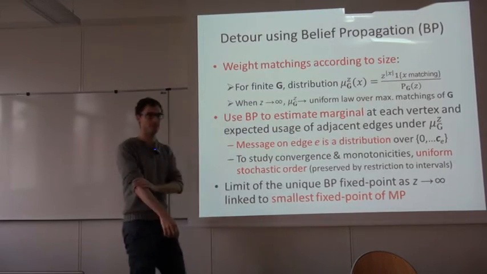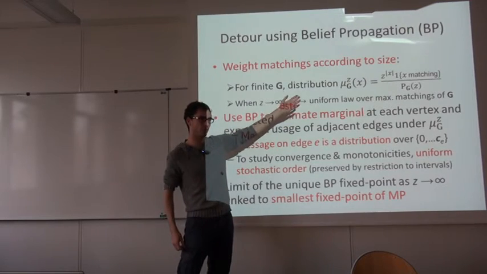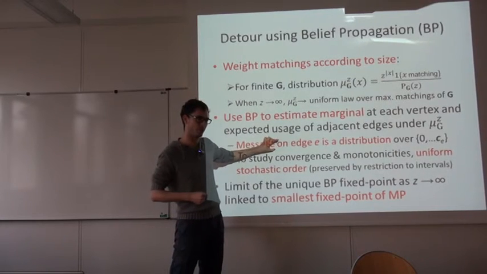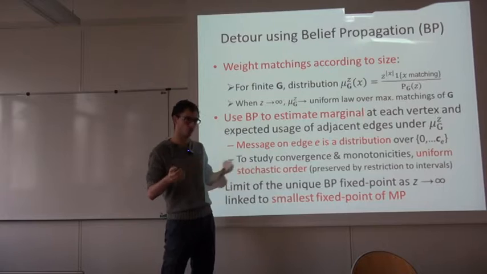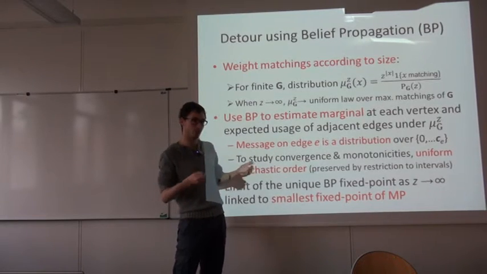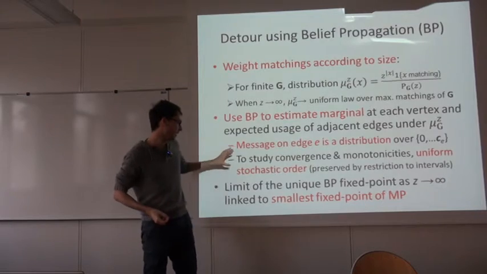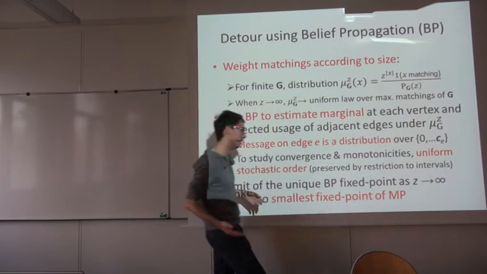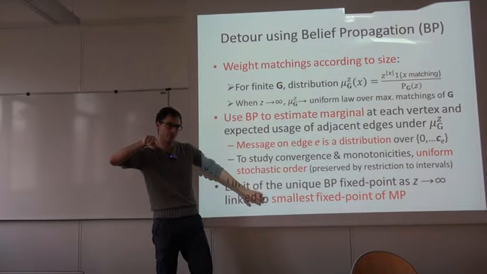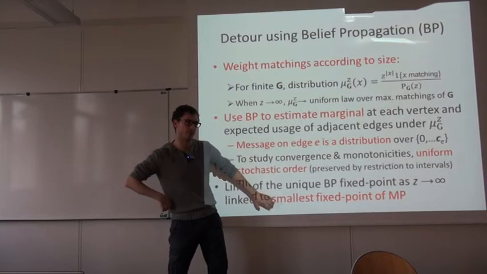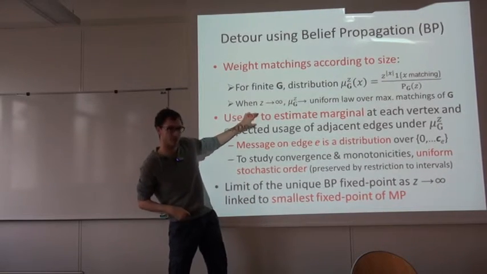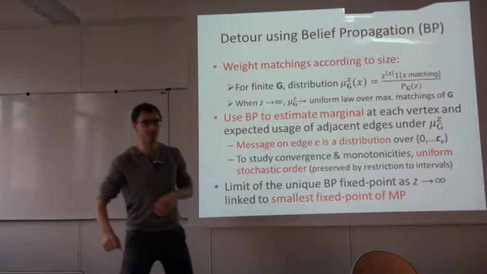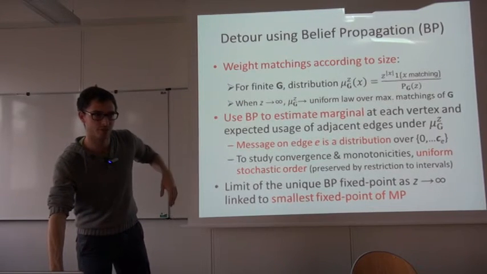we use this message passing algorithm from statistical physics to estimate the marginals of this distribution. A message for this algorithm is a distribution. So we need to choose an appropriate stochastic order to be able to establish convergence properties. And then when we take the limit as this parameter z increases to infinity, we are able to identify which fixed point of the first message passing algorithm is going to be selected. Because for this message passing algorithm, there's a unique fixed point, so it's always the right one. And we can identify in the limit which one of the first algorithm is the right one.